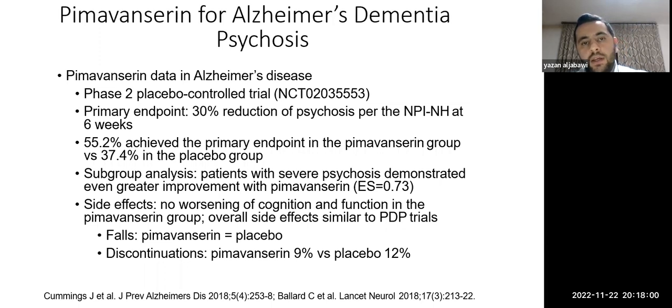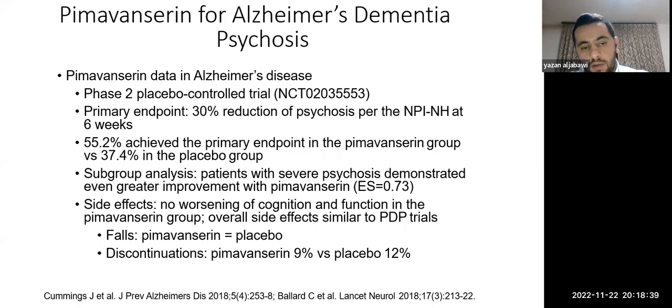Now, pimavanserin in Alzheimer's dementia and related psychosis. We have phase 2 placebo-controlled trials. The primary endpoint was a 30% reduction of psychosis per the neuropsychiatric inventory scale at 6 weeks. 55.2% achieved the primary endpoint in the pimavanserin group compared to 37.4% in the placebo group. In subgroup analysis, patients with severe psychosis demonstrated even greater improvement on pimavanserin.